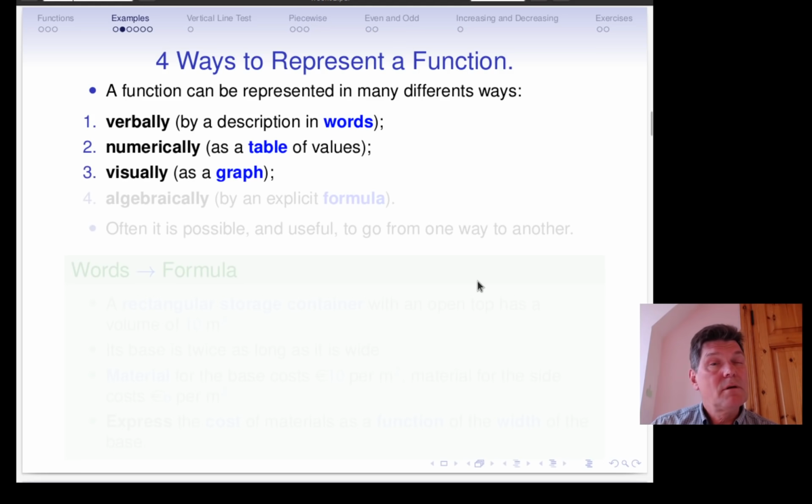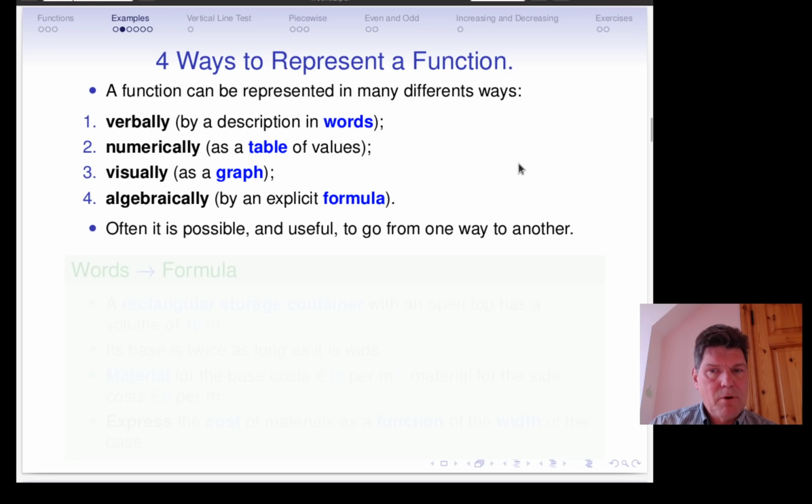Or we can represent a function visually by its graph in the xy plane, and we've seen a few examples of that on the previous slide. And the fourth popular way to represent a function is by a formula. We can call this the algebraic way to represent a function. Potentially, any given function can be represented in all these 4 ways. And it's often possible with ease and actually useful to go from one representation to another form.